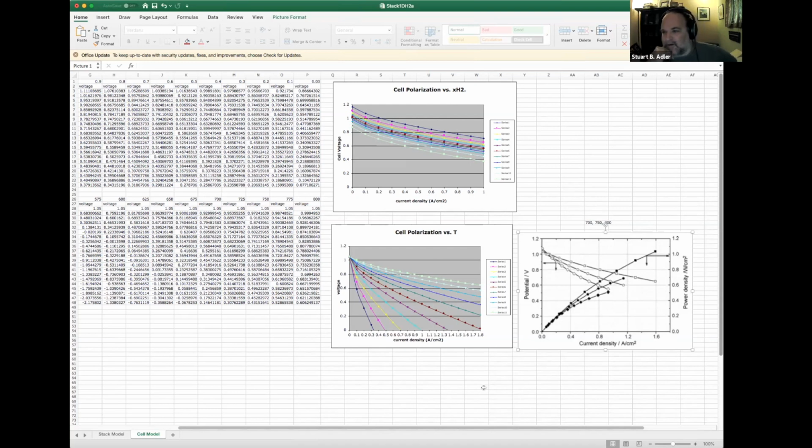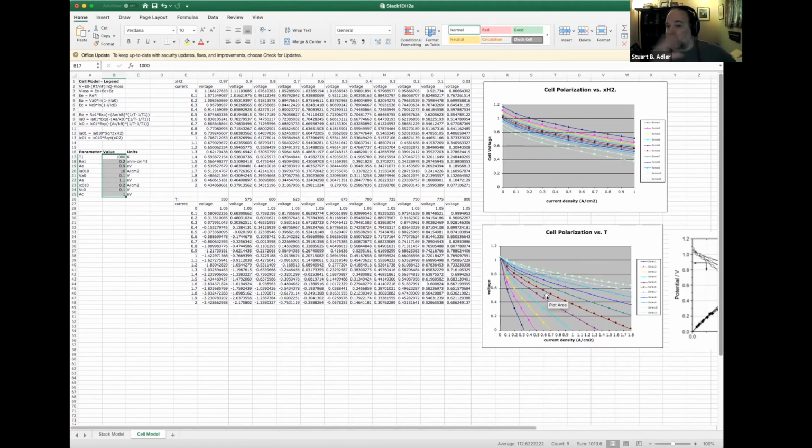The other thing that's included in here is some dependency on the gas concentrations. How does the rate of the anode depend on the hydrogen concentration and the water concentration? How do the cathode kinetics scale with the oxygen partial pressure? That's really important because that's what we want to look at in the stack model. We want to look at how the concentrations are varying and how the temperature is varying and see how that impacts the local current density and then integrate over that.